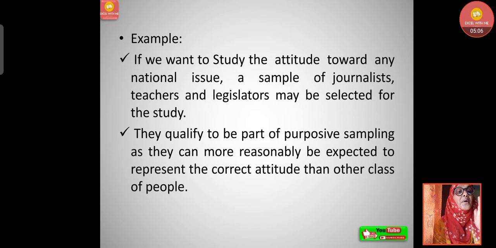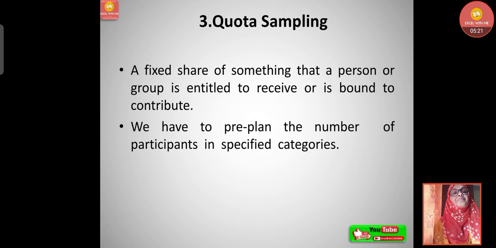That is, some purpose is there for that research. They qualify to be part of purposive sampling as they can more reasonably be expected to represent the correct attitude than other people or other class of people.